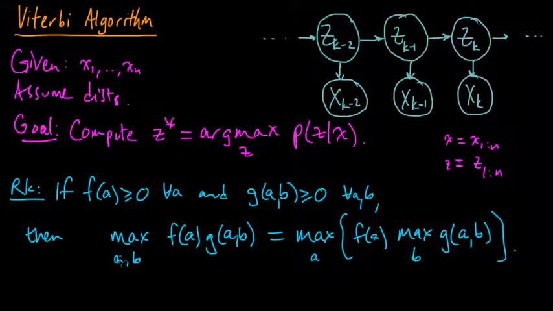And this is pretty easy to see, so let me briefly illustrate why this is the case. If you forget about the max over a for a second, then f of a is just a constant. It's some non-negative constant. And since we're maximizing over b, and g is also non-negative, f of a is just a constant. It doesn't matter. We can just pull it out of this max, and that's not going to change the result. So that's exactly what happened here. And then we just maximize over a on both sides. So that's just a simple little remark that will be very useful in the following.